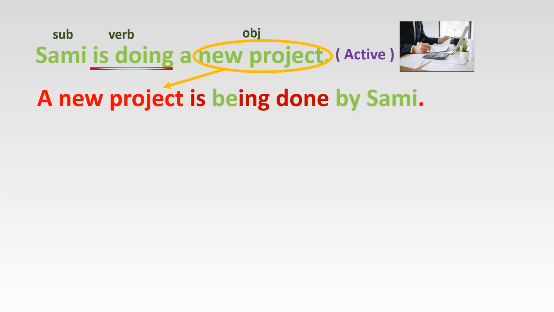Now look at the verb, is doing, it's present continuous tense. What helps the present continuous tense? Is, am, are, plus being. We have here being, be, plus ing, and then we have the past participle from do, which is done. If the subject is important, we can add it in the sentence. So the sentence becomes, a new project is being done by Sammy. This is passive because it begins with the object. بدأت بالمفعول فهي في صيغة المبني للمجهول.